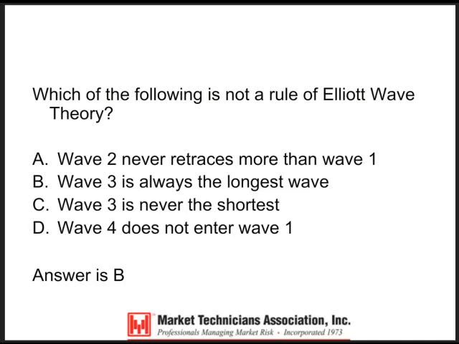That wave 3 is always the longest. Wave 3 can never be the shortest. Wave 4 cannot enter wave 1. And wave 2 never retraces more than wave 1.